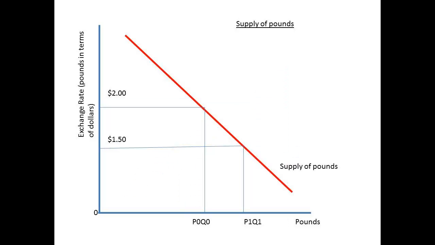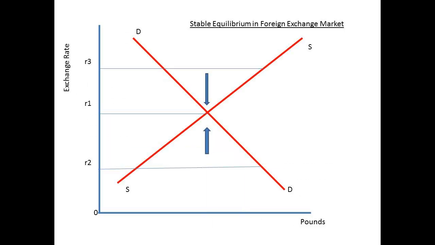If the demand is inelastic, then the quantity of imports falls by a smaller proportion than the price increases, so the total supply of pounds rises. The equilibrium point for the exchange rate is when the demand for pounds is equal to the supply of pounds. This is point R1 on the map.